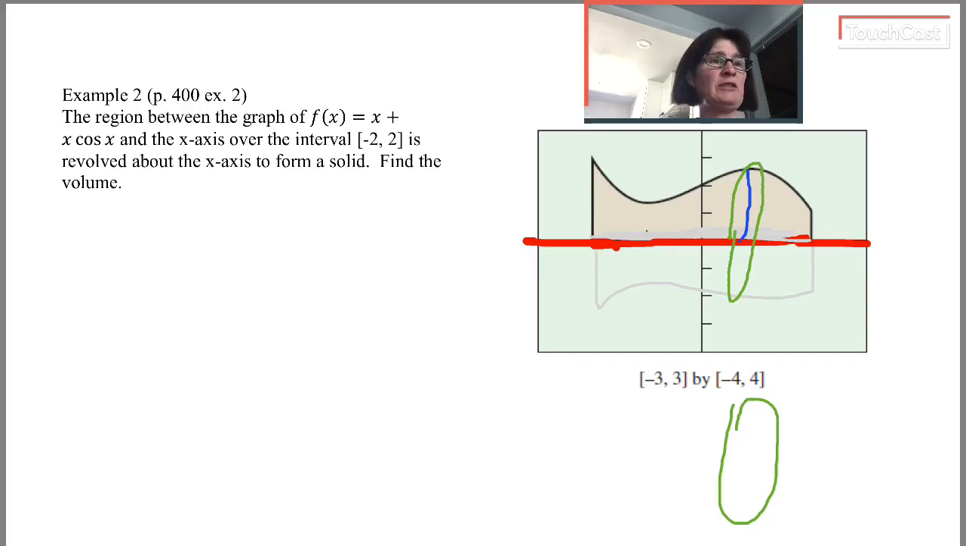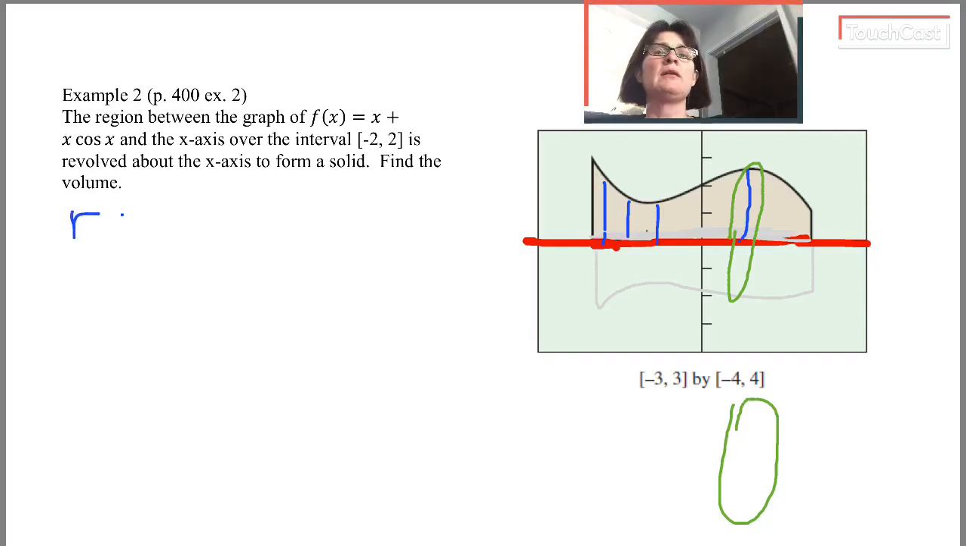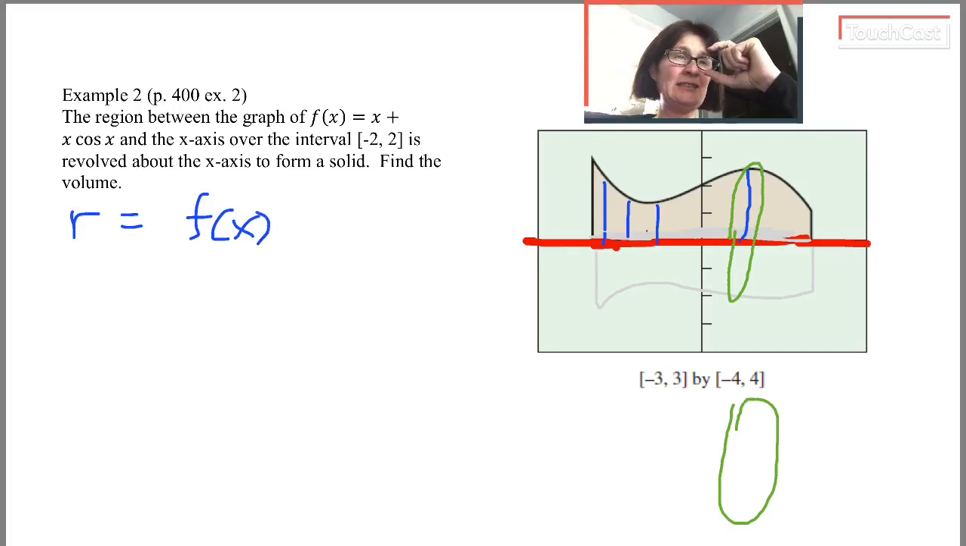Can I write an expression for the height of that blue line segment no matter where along the x-axis it gets drawn? Well, no matter where I draw that blue radius, its top is going to touch f of x, and its bottom is going to touch y equals 0. So in every case, the height of that blue radius is going to be f of x. I can write f of x minus 0 because I need to find that distance, but I'm just subtracting 0. I don't actually have to write it. So I'm going to write f of x as my radius.